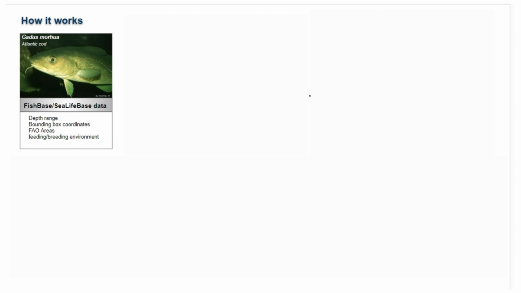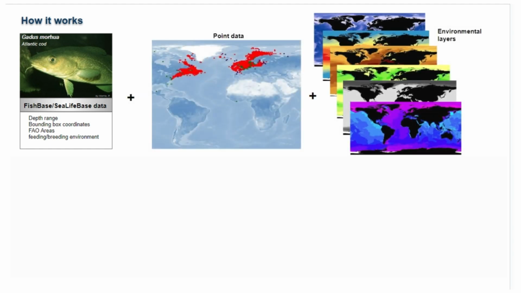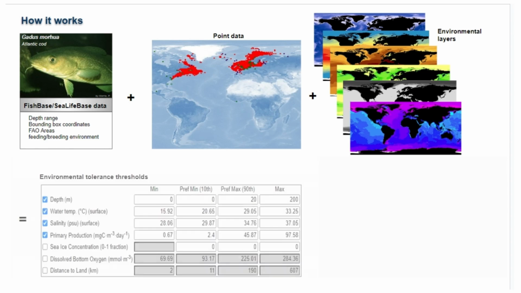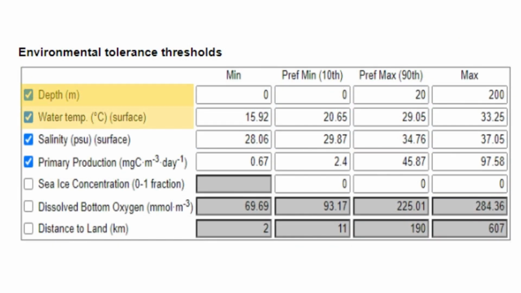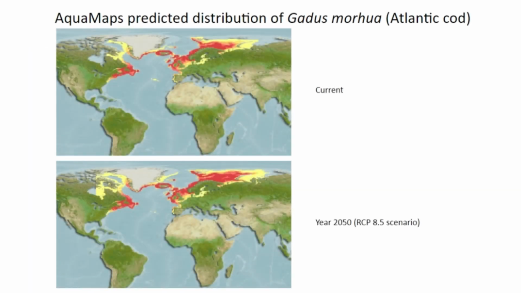AquaMaps combines species biological data and point data with environmental datasets to compute species-specific environmental preferences, and uses these to predict the potential distribution of various marine organisms in different regions of the world's oceans. The tool considers environmental factors such as depth, sea temperature, salinity, primary production, sea ice concentration, dissolved oxygen, and distance to land to generate distribution maps that show where a given species might be found under specific conditions in both the contemporary period and under the RCP 8.5 2050 climate scenario.